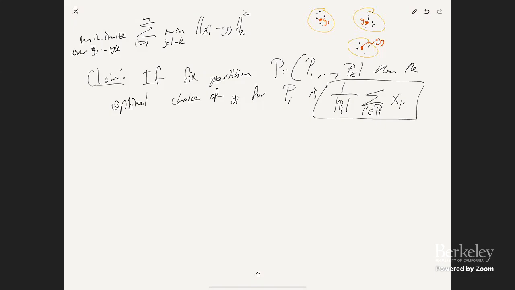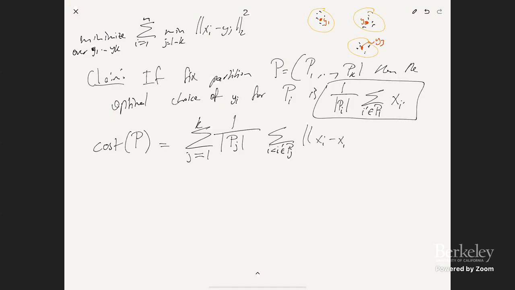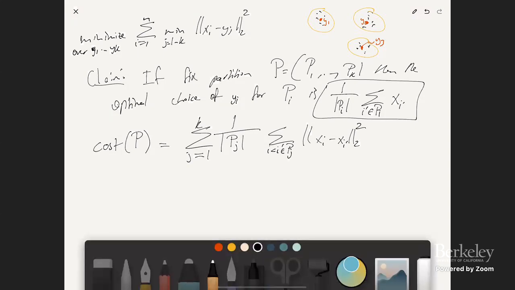And if you use that fact, you can then rewrite the objective function to say that the cost of a partition, with some simple manipulations, turns out to be the sum j goes from 1 to k of 1 over the size of Pj, sum over i less than i prime in Pj of the L2 norm squared of xi minus xi prime. Okay, so you can prove that this identity holds.